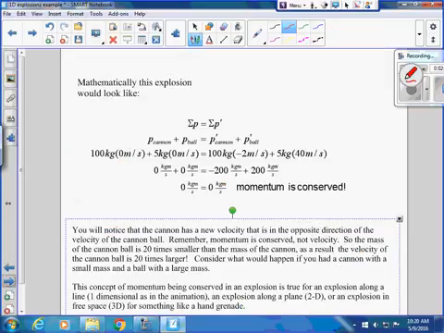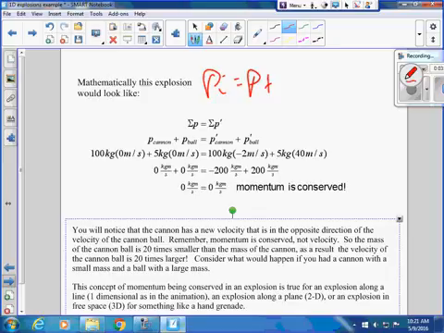Okay. Mathematically, this explosion will look like this. So here we have sigma p. You don't need to draw the sigma all the time. It just means the sum of all the momentum or total momentum. I'm good with just p_i equals p_f. Here they've got sigma p equals sigma p prime. Remember, the prime means after the event happens, after the collision, after the explosion.